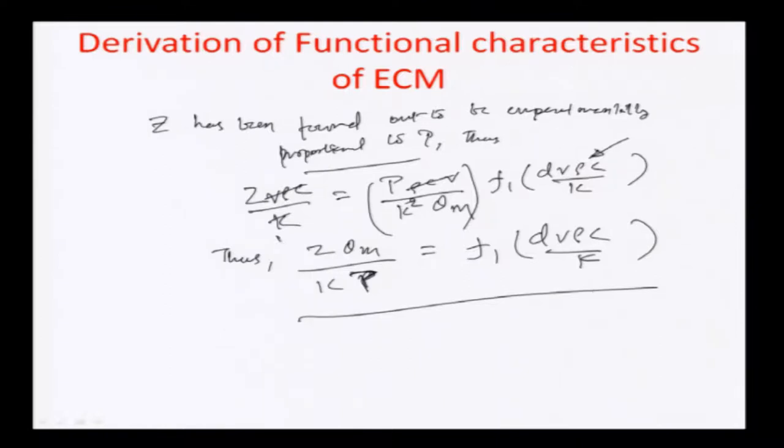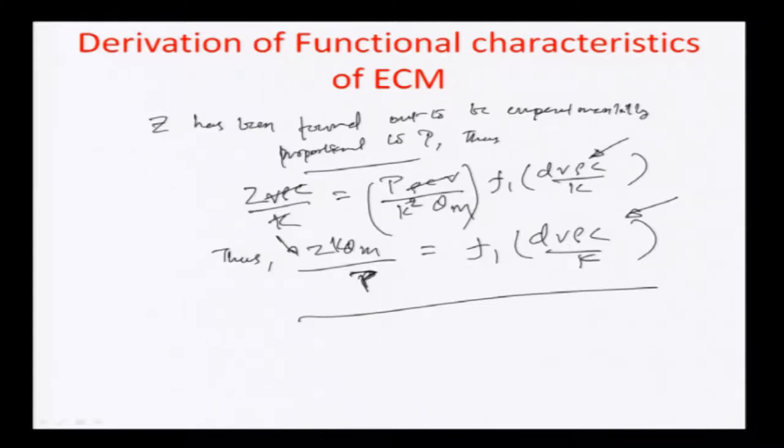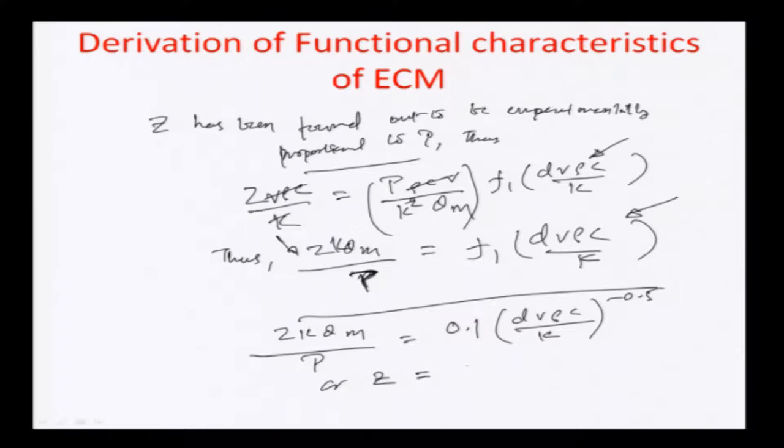Now, if you do an experiment of the e-beam where you observe the various relationships which happen between z theta m k by power P on one hand, and this d v rho c by k on another hand, you do have such an experimental relationship emerging from the observed data, and this can be written down. This is more empirical by just doing a curve fit. So, this comes out to be z k theta m by P equals 0.1 times of d v rho c by k to the power of minus 0.5, or in this case z becomes equal to 0.1 power P divided by theta m root of k v d rho c.